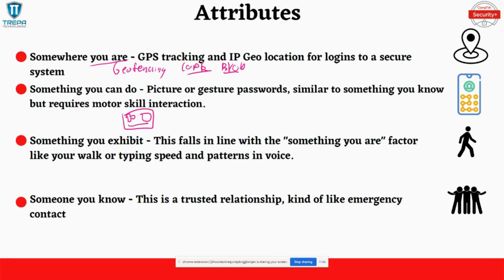And then we have something you exhibit. Also falls in line with the something you are factor, but to your specific patterns. So, like your walking speed or how you walk, patterns in your voice. And then lastly, someone you know. This is going to be another attribute used when you have a trusted relationship with someone that can authenticate you. Kind of like an emergency contact. You don't see this being used a lot just for simple apps and services, but when you go to the doctor, right? And maybe you're unconscious, someone you know can identify you, right?